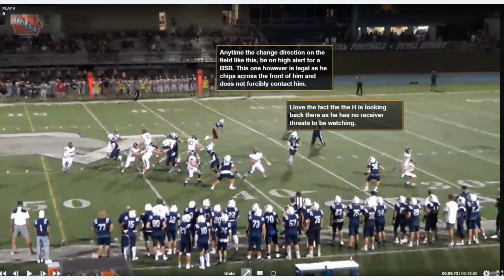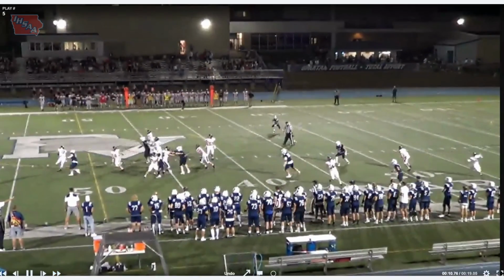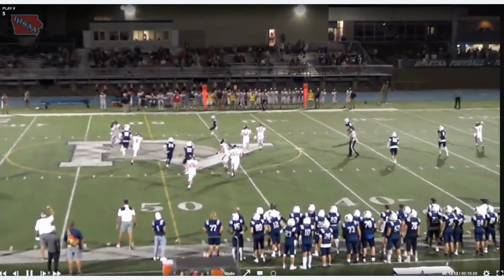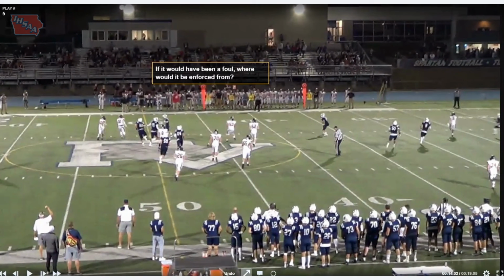Again, anytime you have a change of direction on the field like this, be on high alert for blindside blocks. However, this one is legal. He chips across the front of him and does not forcibly contact him. And I love the fact the H is looking back there as he has no receiver threats to be watching. So let's continue. Again, reversing the field. Okay, so if it had been a foul, where would it be enforced from? Well, behind the line of scrimmage by the offense. If it would have been a foul, it'd be a previous spot enforcement instead of a 17-yard foul.